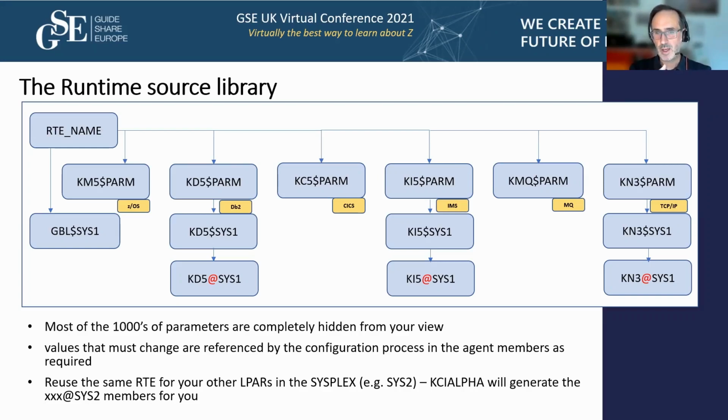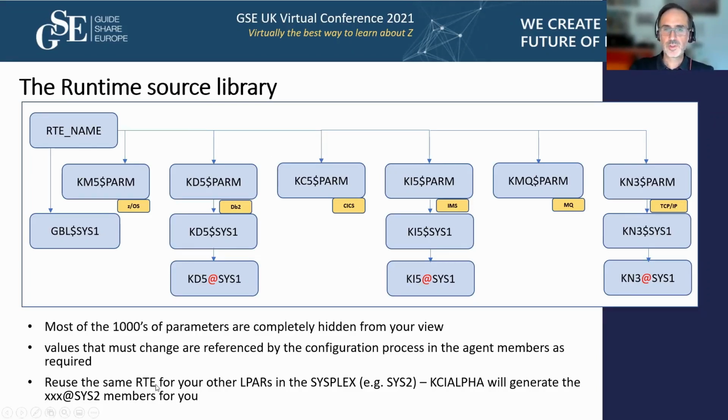You can specify them, and if you do so, you would just add whatever configuration parameter you want to change from the default. You would add that to the respective member. So let's take the example of DB2. KD5 is the prefix for the DB2 related parameters.